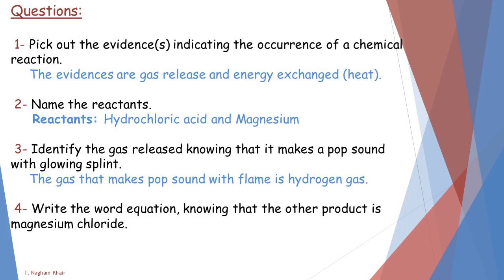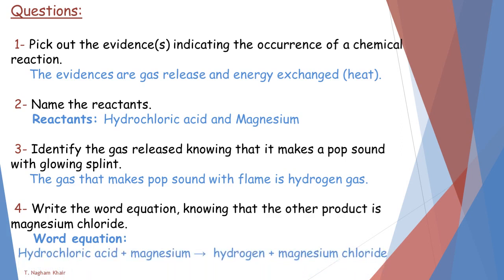Fourth question, write the word equation, knowing that the other product is magnesium chloride. I gave you one of the products and we already know the second one, which is hydrogen. So now we can write the word equation. The word equation is, we mix magnesium and hydrochloric acid. So hydrochloric acid plus magnesium, arrow, it means gives hydrogen and magnesium chloride. Okay, this is the word equation.